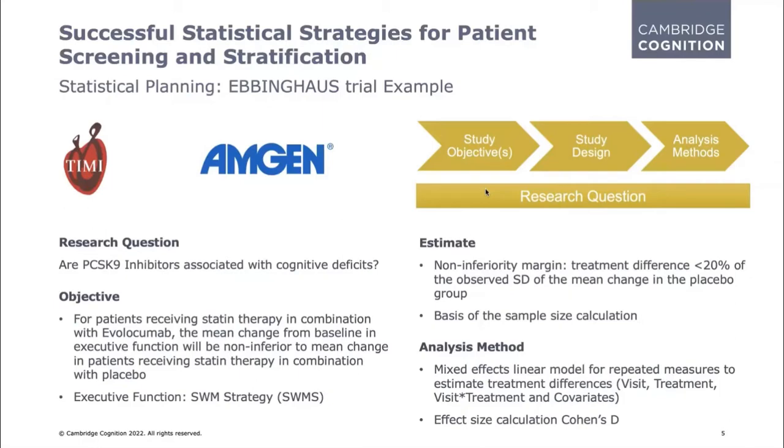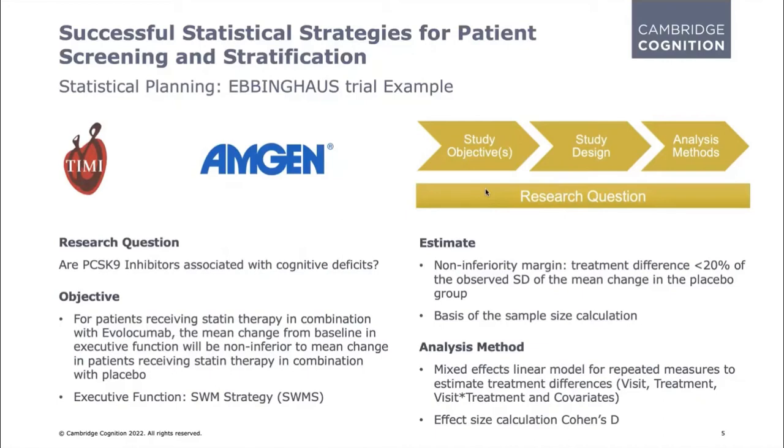And in this case, there was a treatment difference of less than 20% of the observed standard deviation within the change in the placebo group. And using this estimate, it was then possible to generate a sample size calculation to inform the size of the population needed to address this question.